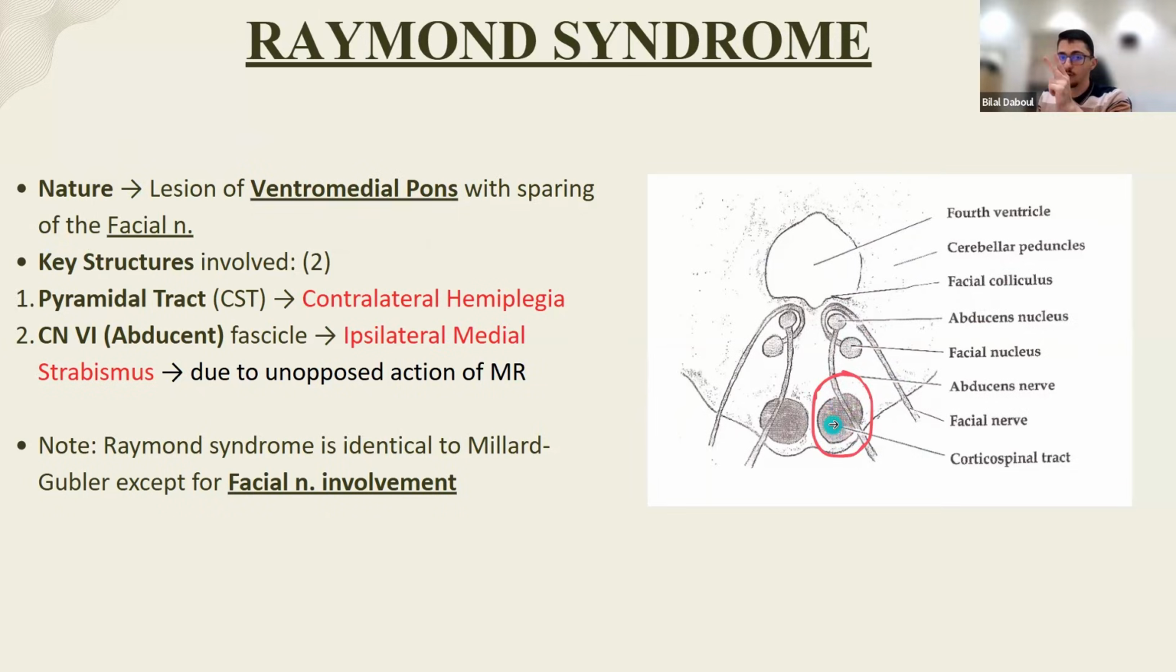We have two structures that are involved. We have the corticospinal tract, so contralateral spastic hemiparesis, and of course the fascicle of the abducent nerve is involved. So you'd have unopposed action of the medial rectus and medial strabismus, ipsilateral medial strabismus. So again, pyramidal tract, contralateral hemiplegia. The abducent fascicle is involved.